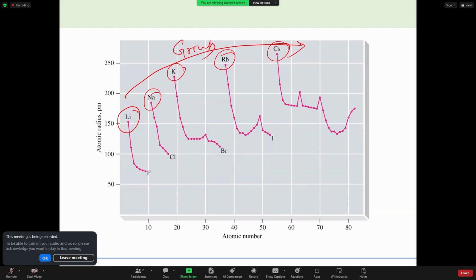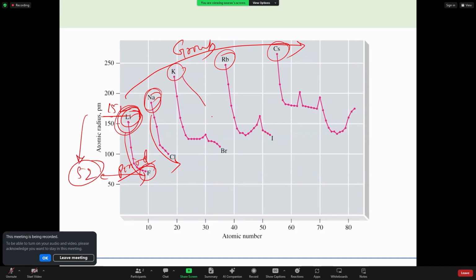If you go from lithium to fluorine, and sodium to chlorine, this is the periodic trend. Here you can see the atomic radius for lithium is 152. For fluorine, the atomic radius is 50. So the atomic radius decreases. It is a similar case for sodium and bromine. For rubidium, the atomic radius also decreases, and for cesium the atomic radius also decreases. So this is the periodic trend.